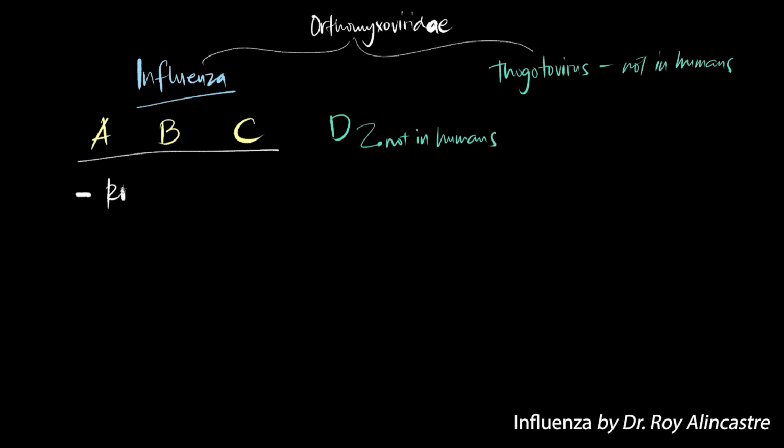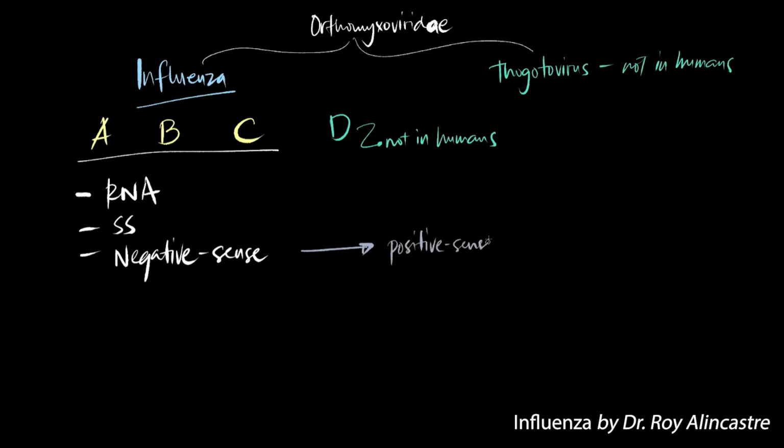So the influenza viruses are generally RNA viruses. They are single stranded and negative sense, meaning before it can replicate, it has to be transcribed into a positive sense RNA first by the enzyme RNA polymerase. Remember, the positive sense RNAs are the ones that can act as mRNA, and only then can it be translated to protein. So from negative sense, it first has to be transcribed to positive sense.